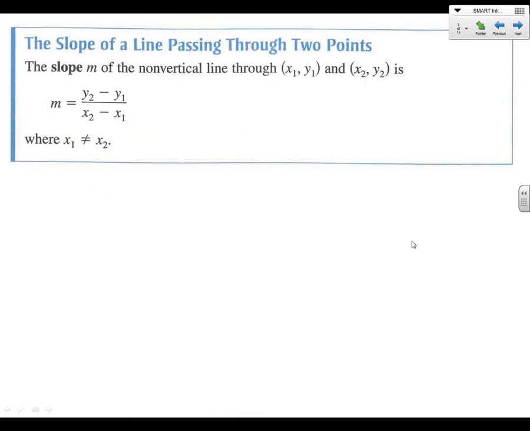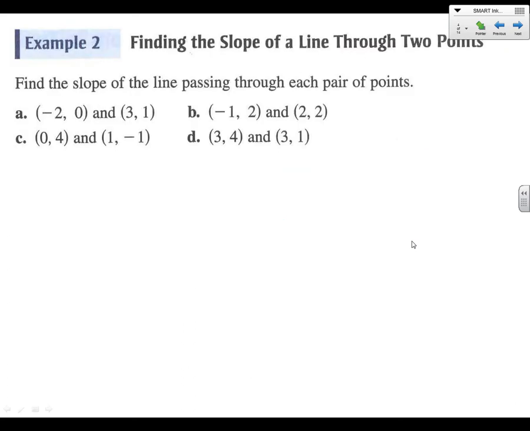Just a reminder, we have a slope, and we can find that by subtracting the 2 points, y's over x's. The x's can't equal each other. If they do, it's a vertical line, and you don't have a slope. Slope is undefined for a vertical line. In this situation, your rise is infinite and your run is 0, and you can't divide by 0, so it's undefined. Okay, so let's find the slope of these points here.